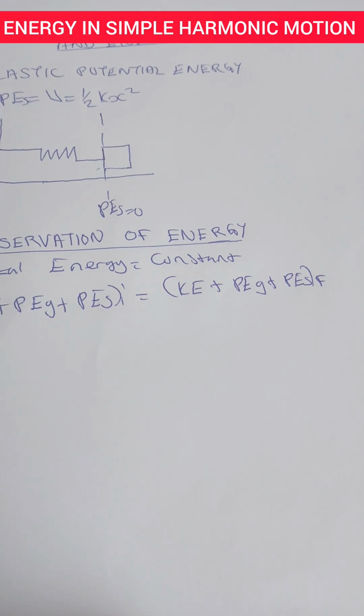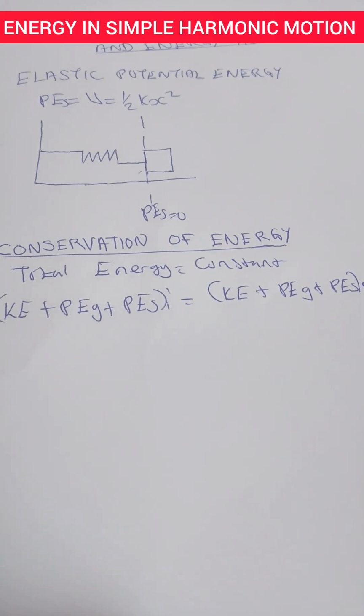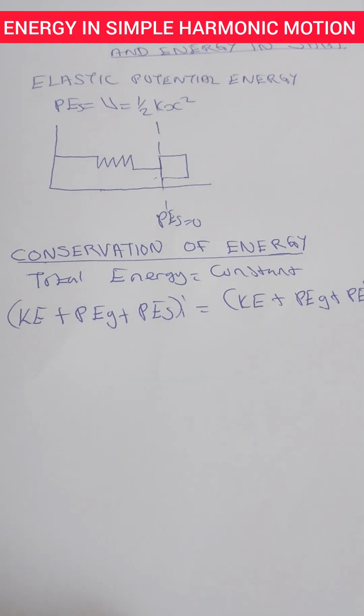So this is the formula that we are going to be using to calculate most of the questions. They can ask you to find gravitational potential energy, and you are going to use the same formula. They can tell you to calculate maybe the speed, and you can use the same formula, because in one of the energies there is speed.